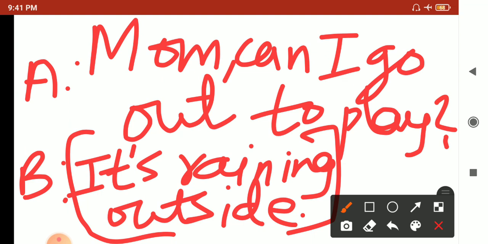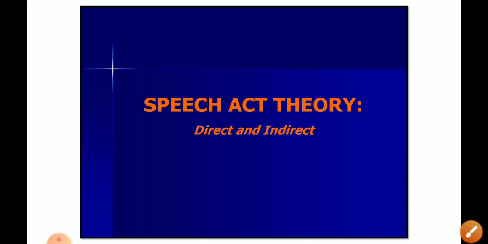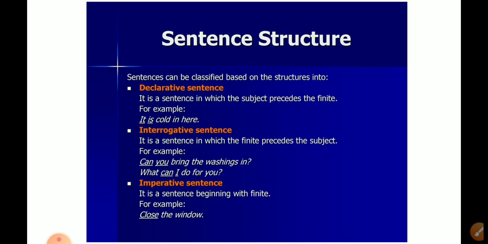So, in indirect speech act, there is no one-to-one relationship between the structure of the sentence and its intended function. It could be different. It is always different. So, although the sentence appears as a questionary sentence, it is not a real question. So, this was the topic, direct and indirect speech act. We will quickly go through these slides.